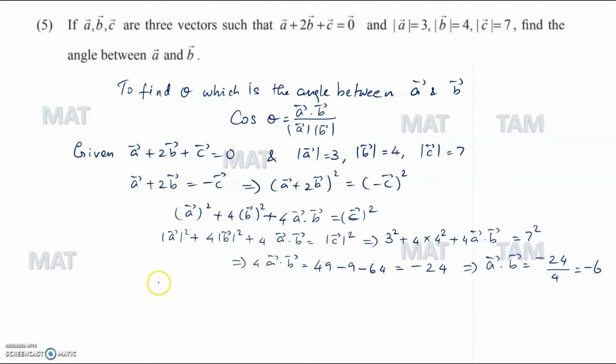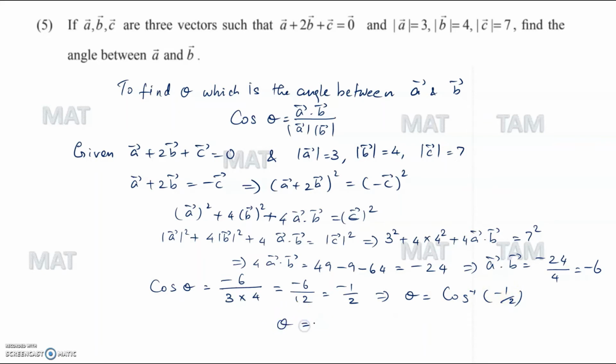So our cos theta is equal to minus 6 divided by 3 times 4, which is equal to minus 6 by 12, which is minus 1 by 2. Therefore, our theta is equal to cos inverse of minus 1 by 2, which is pi minus pi by 3, which is equal to 2 pi by 3.